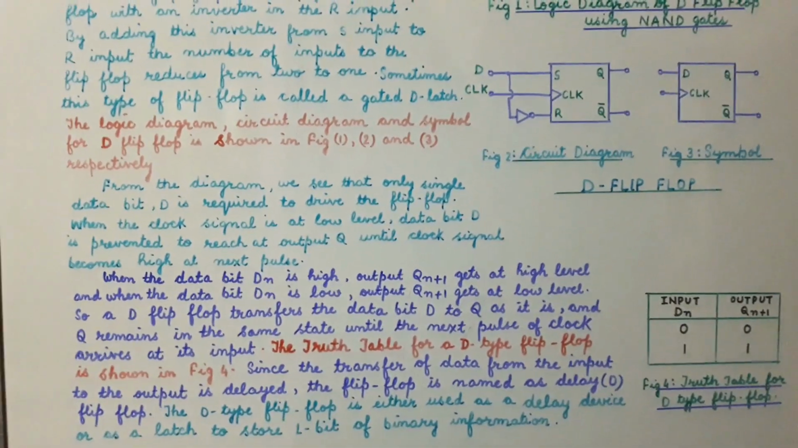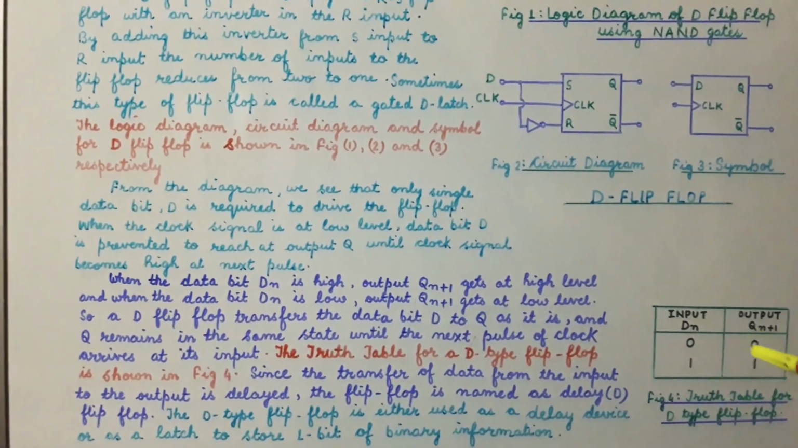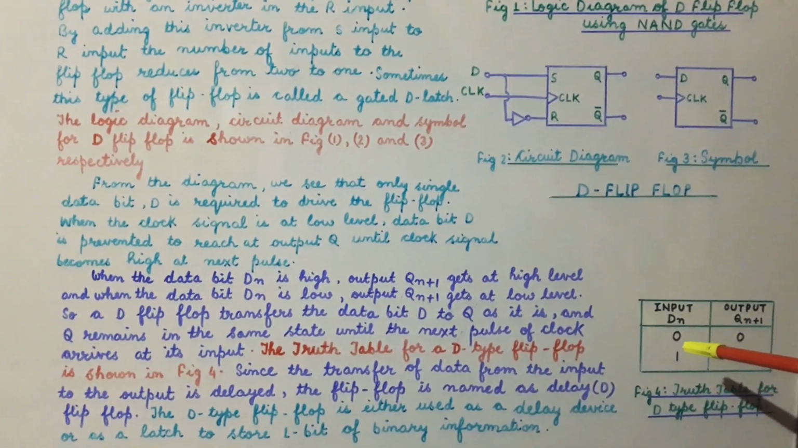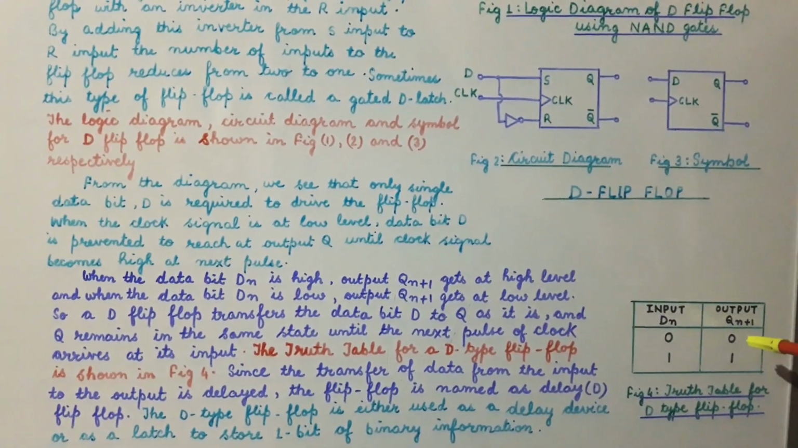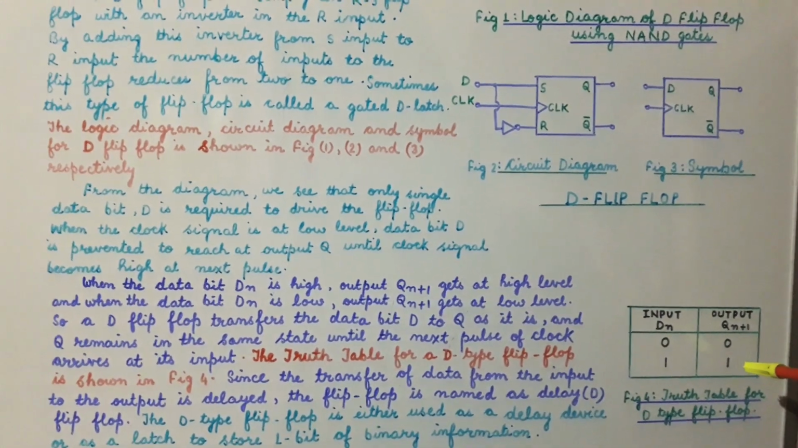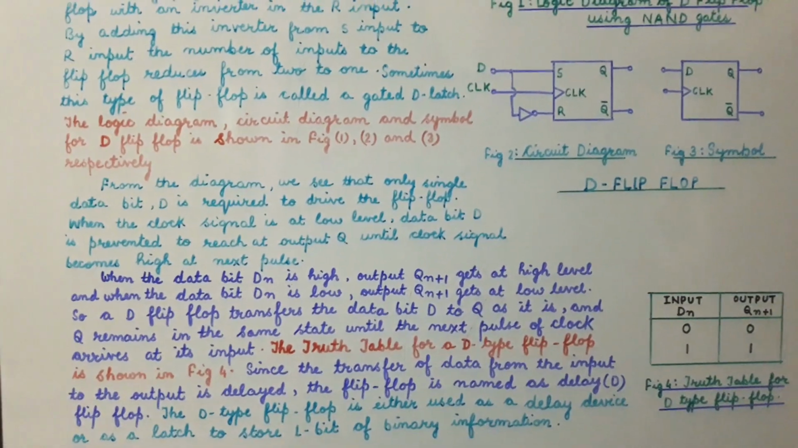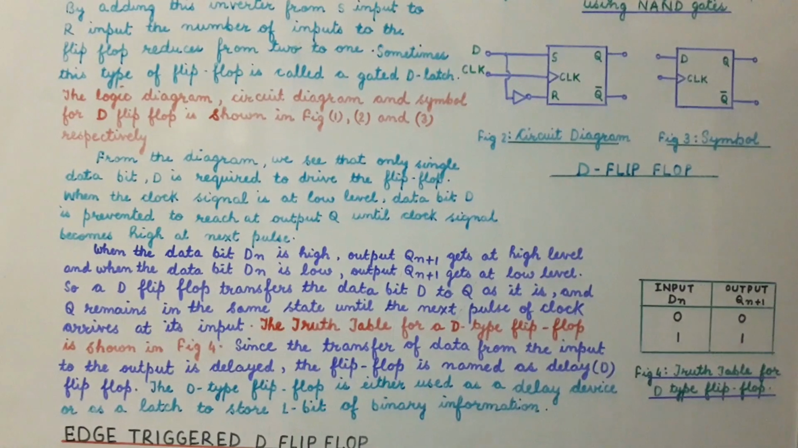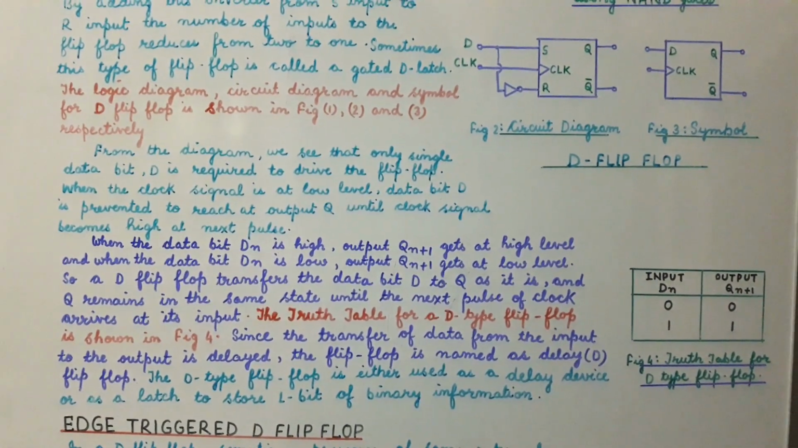The truth table for a D type of flip-flop is shown in this figure. From this figure, we find that when the value of Dn is 0, then the value of the output is 0. Similarly, when the value of the input is 1, the value of the output Qn plus 1 is 1. Since the transfer of the data from the input to the output is delayed, this flip-flop is also named the delay or the D flip-flop.